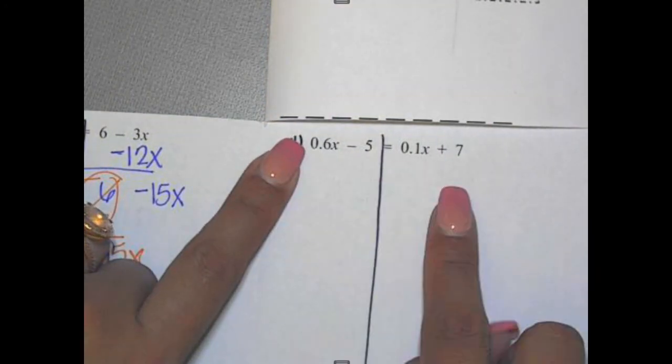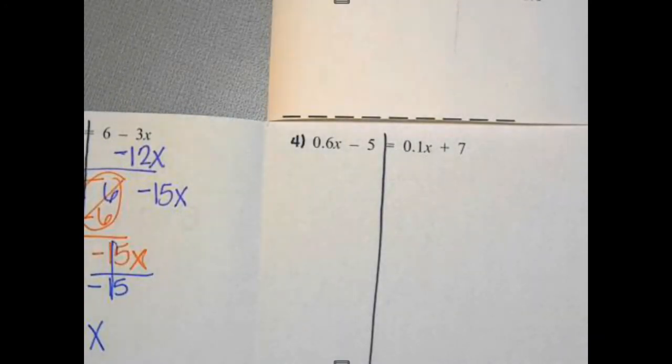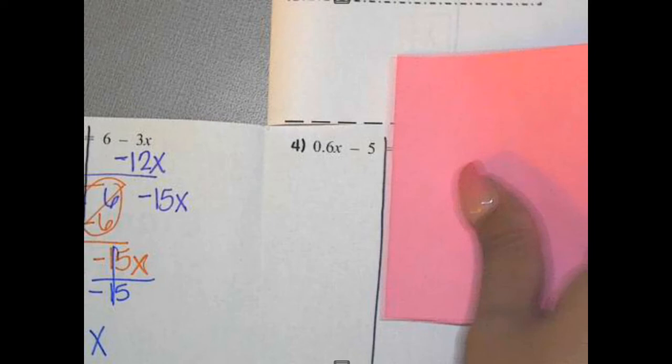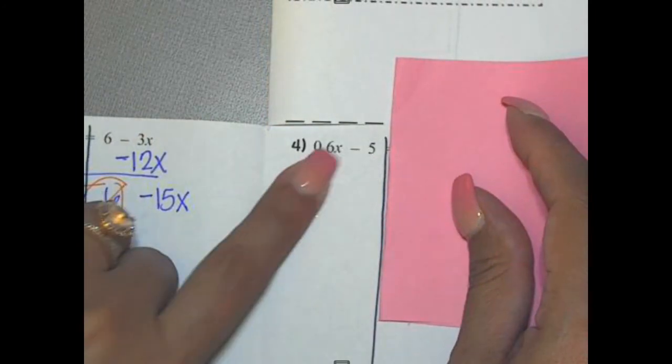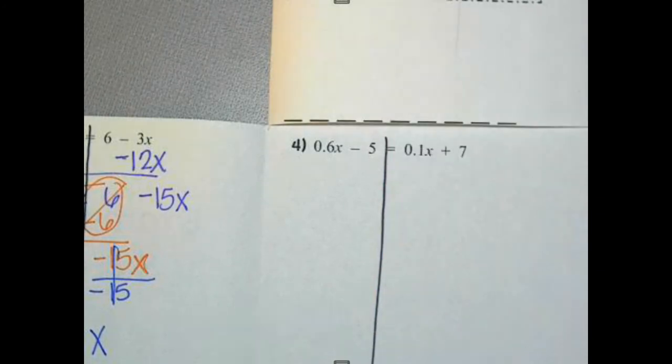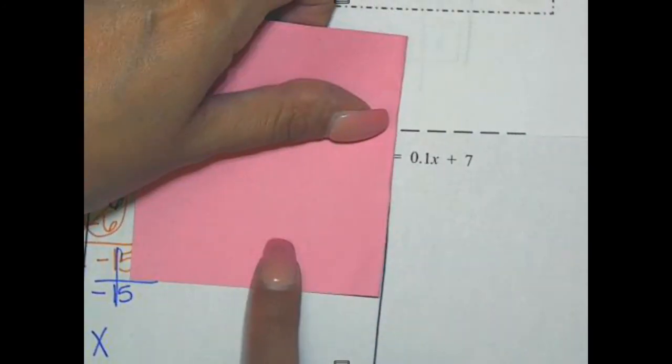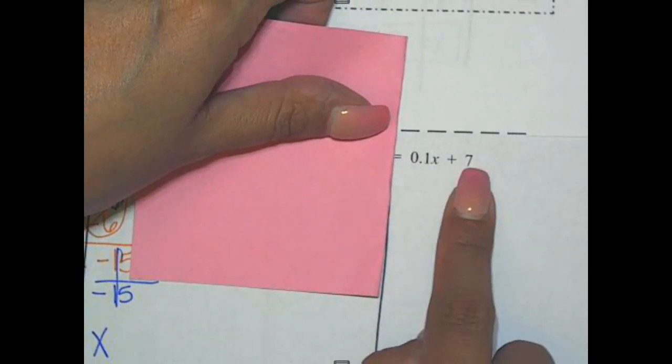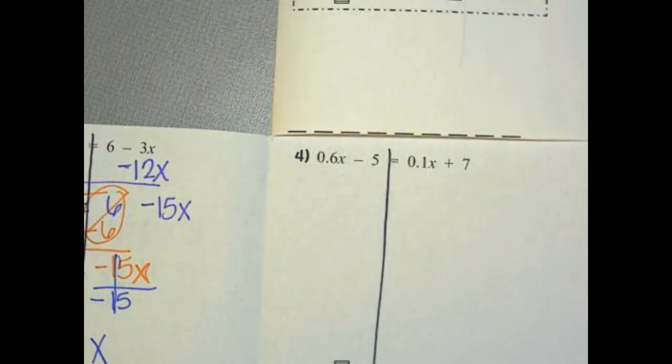I don't have any in this problem, so I'm moving on to step number 3, which is to combine like terms. But if I look here at the left side, I have a variable and a constant, so I can't combine those. And then when I look at the right side, I have the same thing. I have a variable and a constant. So I can go ahead and move on to step number 4, sorry about that, which is to move the variables to the same side.